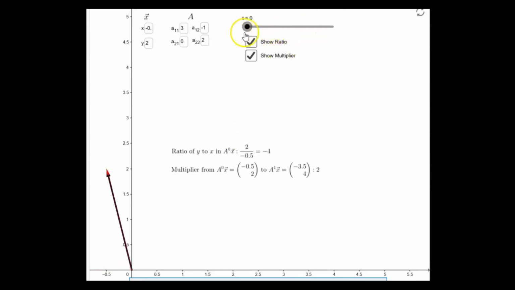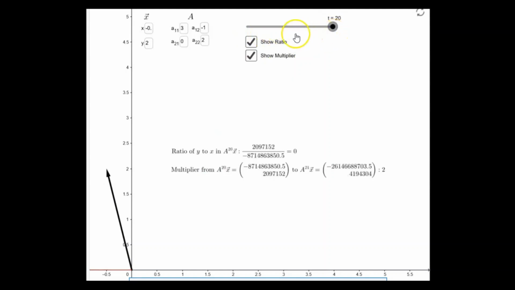We can see again that it rotates in the direction of the dominant eigenvector with a scalar multiplier of about, right now it's about 2, but that's only because my power is not large enough. If I made this slider go up to 100, we would see that the relationship between A to the 100th times x naught and A to the 101st times x naught is there would be a multiplier of 3 there. So let's go ahead and explore mathematically why this happens.